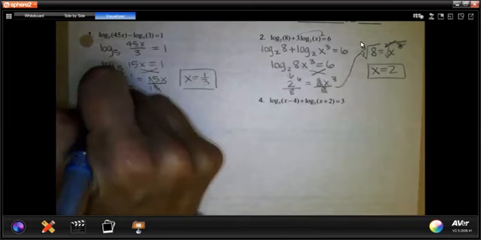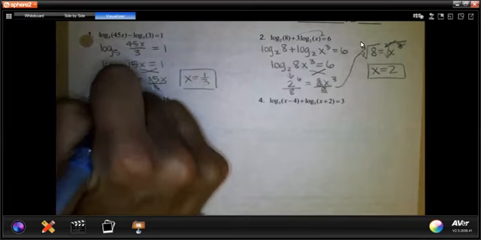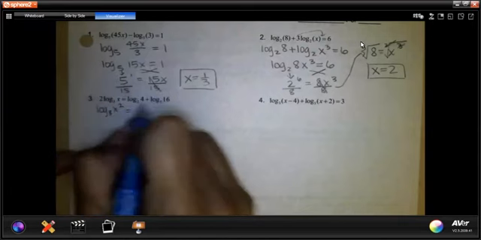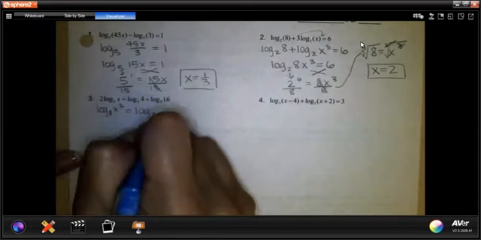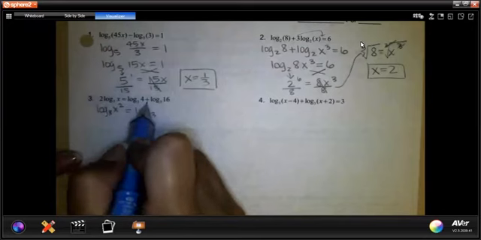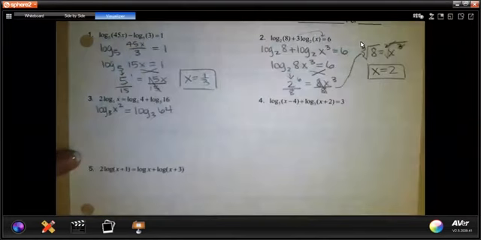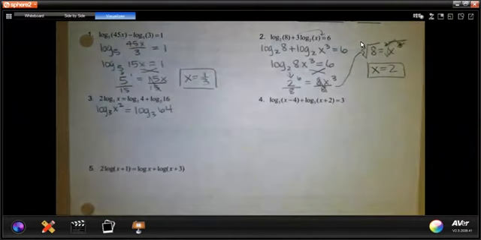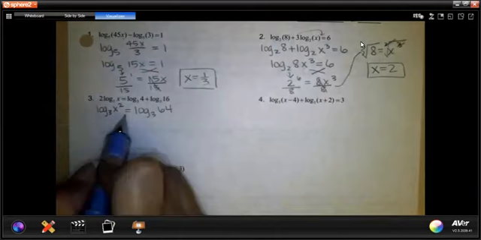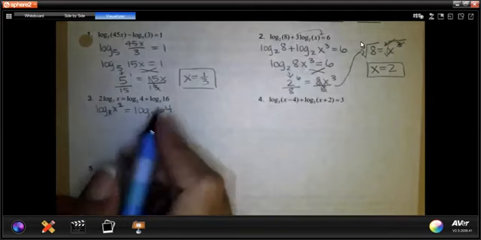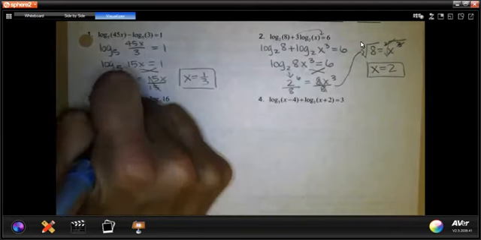So on my left side here, I got log base 3 of x squared. On my right side, they're both the same log, so I'm going to keep the log of base 3, and they're separated by a plus, so I'm going to multiply these arguments. Now I've got the log base 3 on each side of the equal sign. And so in order for them to have the same value, this argument has to be equal to this. So we can set x squared equal to 64.